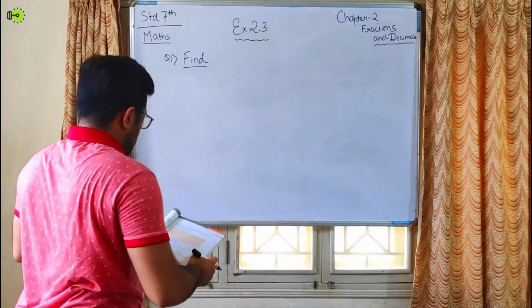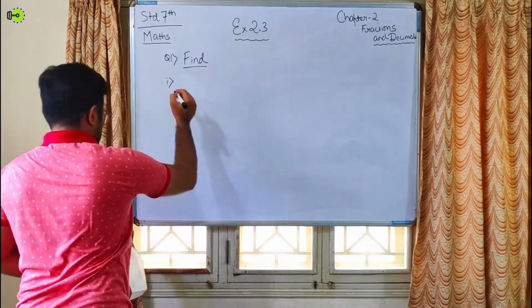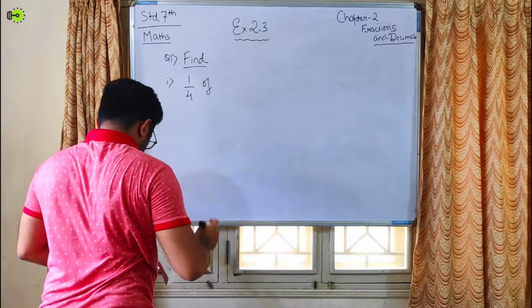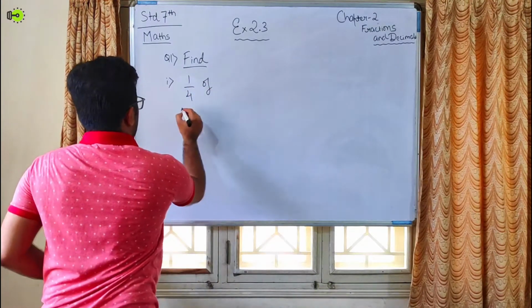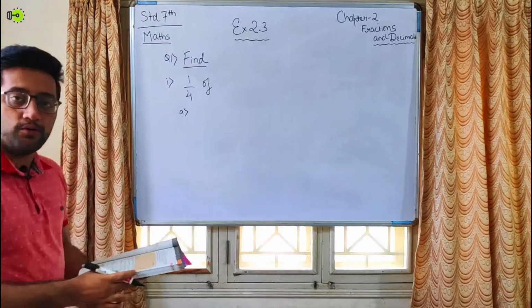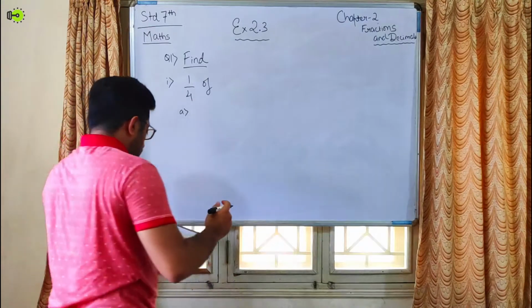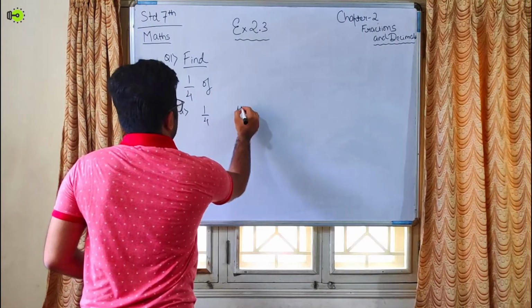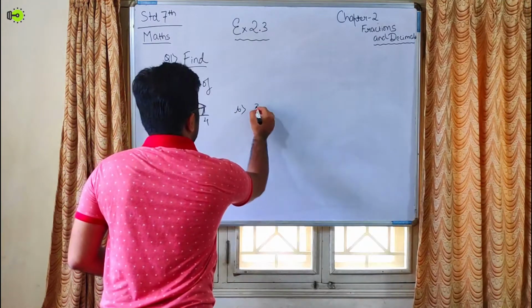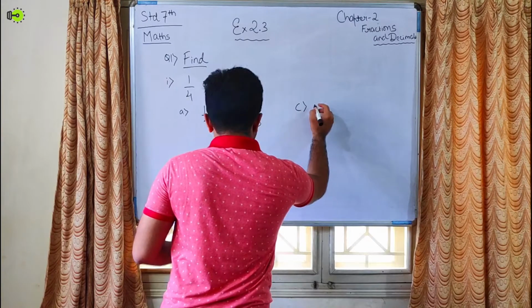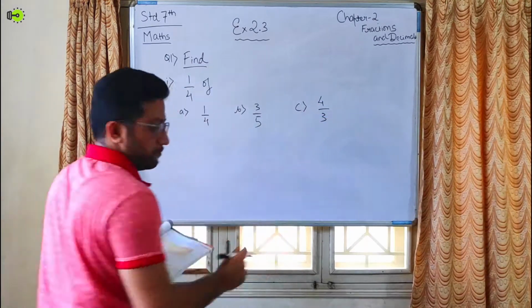Find 1/4 of, here we are given 3 questions. We will try to continue with number 1, 2 and 3, that is 1/4. The second one is 3/5, and the third one is 4/3.